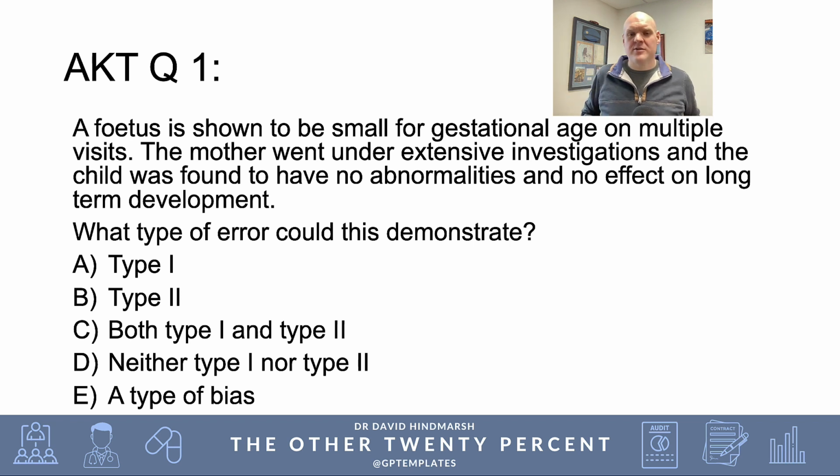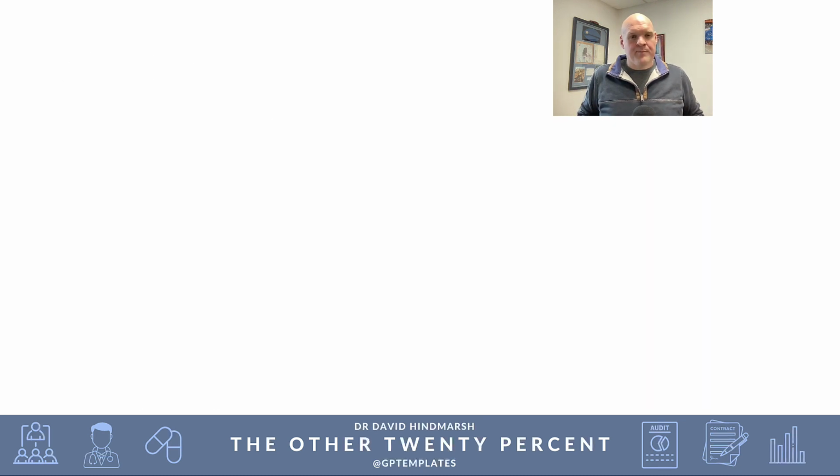So, fetus is shown to be small for gestational age on multiple visits. Mother went under extensive investigations and the child was found to have no abnormalities and no effect on long-term development. What type of error could this demonstrate? 1, 2, both type 1 and type 2, neither type 1 nor type 2, a type of bias. Bear that in mind, we're going to explain why.